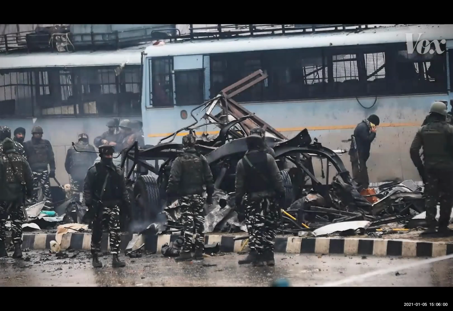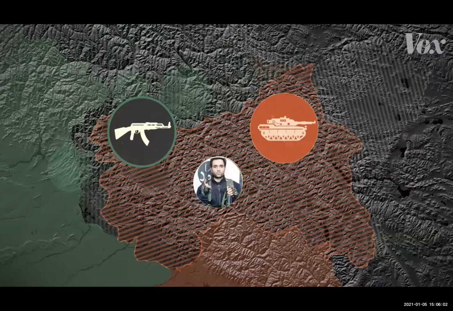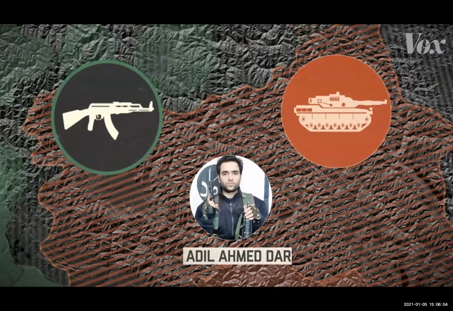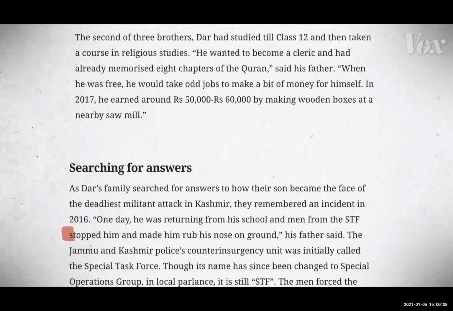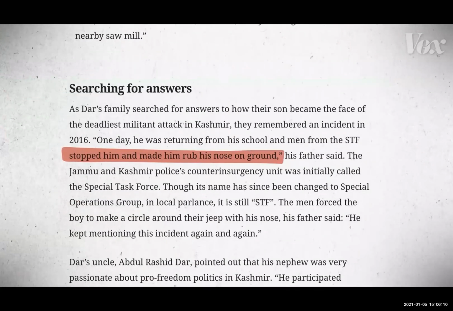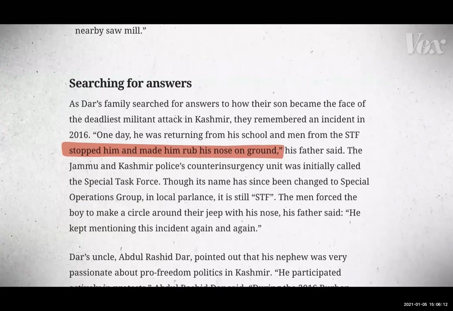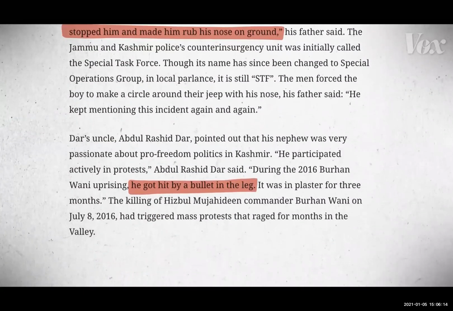Which brings us back to 2019. The suicide bomber was 19-year-old Adil Ahmed Dar from Pulwama, Kashmir. According to his parents, in 2016, Indian police officers stopped him and humiliated him by forcing his face into the ground. The same year, he was shot in the leg at a protest.